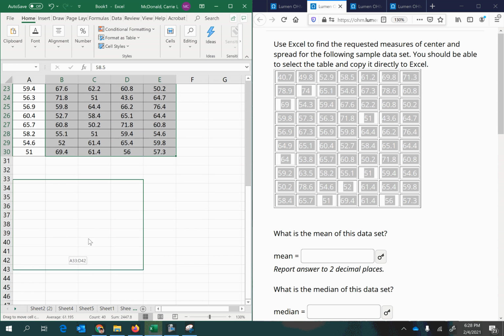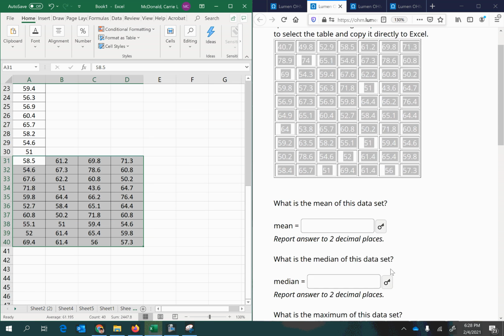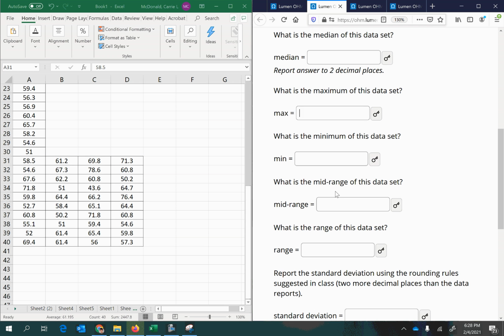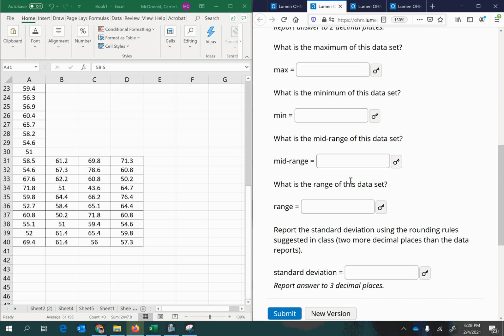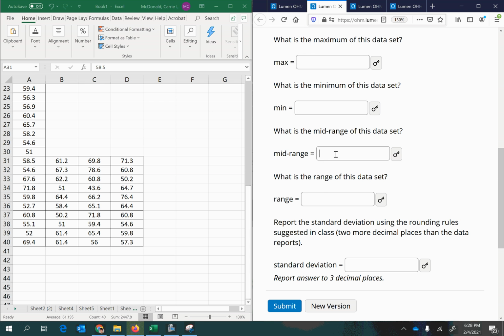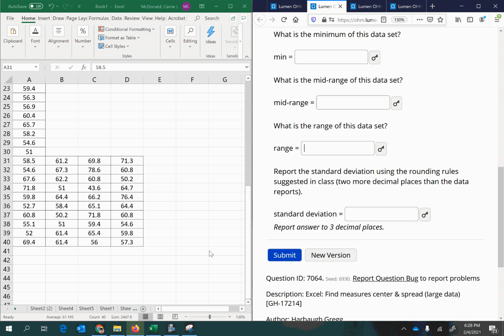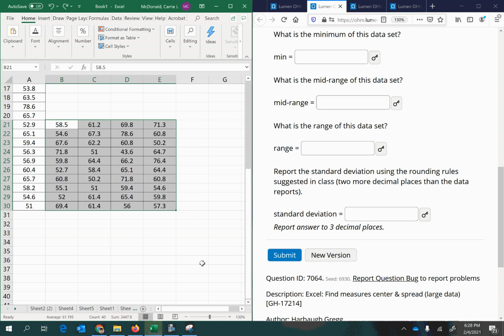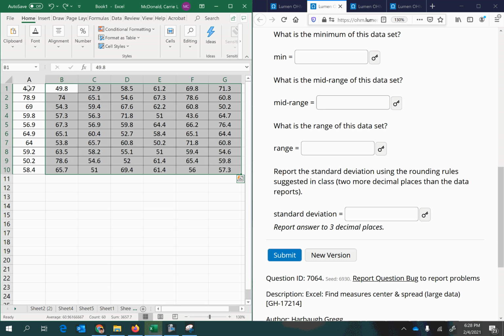But to answer the questions in this one, again, you can just use the average function, the median function, the max function, the min function, then average the max and min to get the mid-range, and then subtract the max and min to get the range. And then there is also a standard deviation. So you don't really need to relocate all of these, but I just like showing you how you can if you want. But even if you keep them like this, there's a function for all of these.